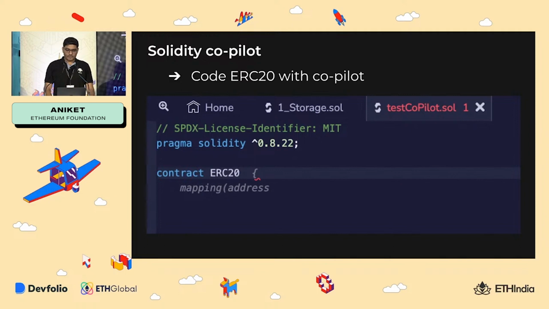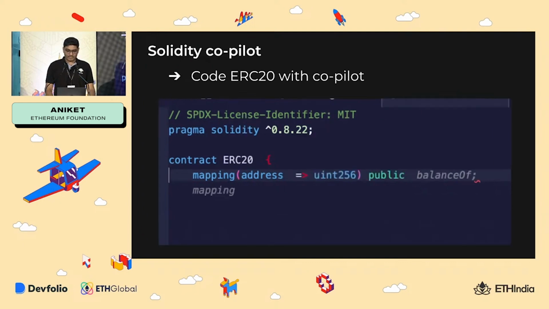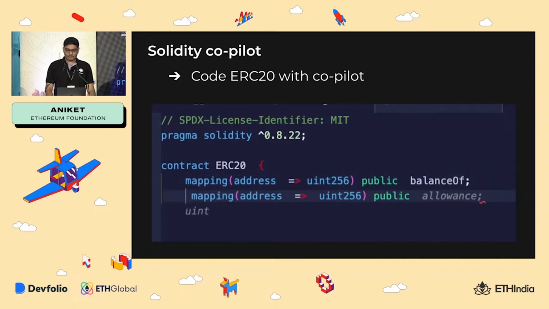So if you are looking to write an ERC20 contract, as soon as you type contract ERC20, it will show you some suggestions. And you can press tab to adopt those suggestions, and then it will show you the further things. I have some screenshots here because it is difficult to demo it on this low Wi-Fi. So you can see that as soon as you type, it shows you some suggestions. As soon as you press tab to adopt those changes, it shows you the next thing.